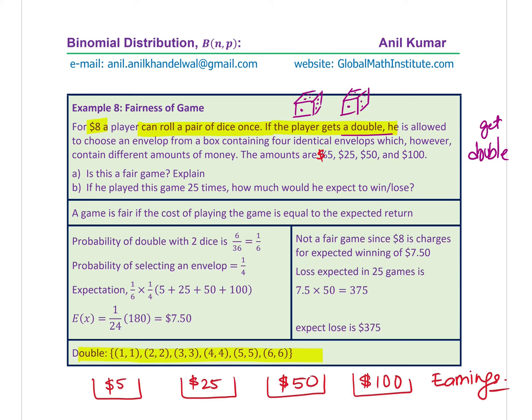Correct? Now, there are 36 combinations, and we are looking for these 6 successes out of 36, which is 1 out of 6. Do you see that? So that is your success rate in this particular case, which we are writing as 1 over 6. Now, once you are successful, then you have an option to open one of these 4 envelopes, right? So that means each probability is 1/4. You get the idea.